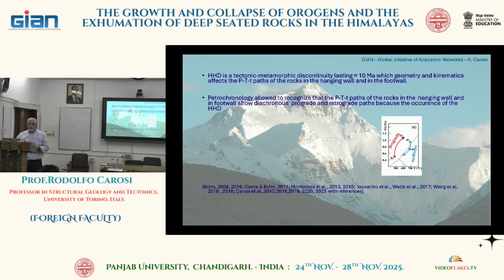In Western Nepal, we found also a granitic dike cross-cutting the mylonites, and we dated this undeformed dike at 16 million years. So at 16 million years, no more deformation along these mylonites, like the static mica in the main central thrust or the South Tibetan detachment. Petrochronology allowed us to recognize the PT paths of the rocks in the hanging wall and the footwall that are diachronous, showing diachronous prograde and retrograde paths because of the occurrence of this thrust sense shear zone.